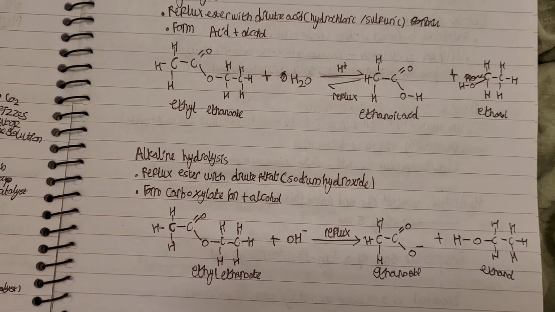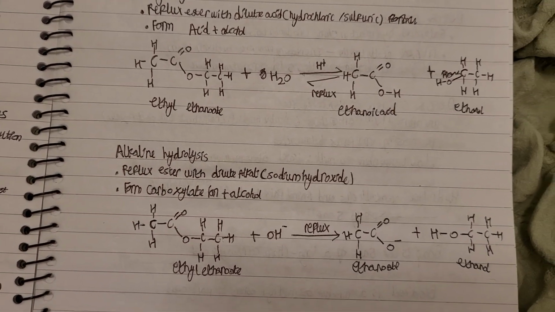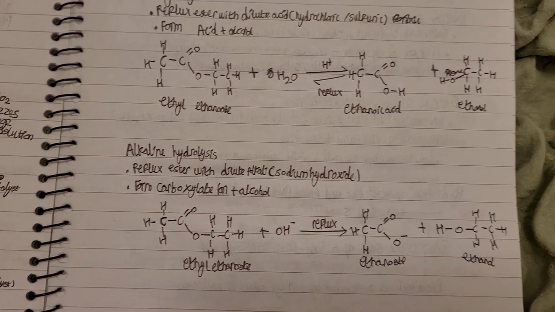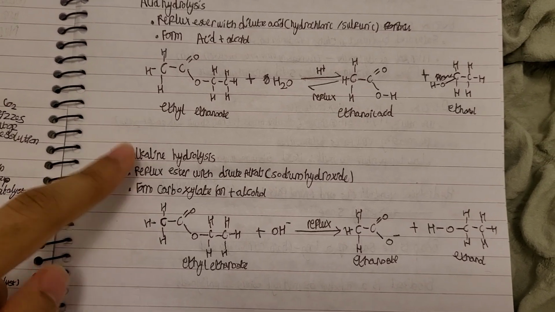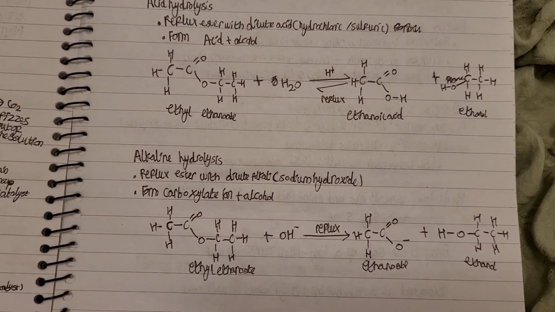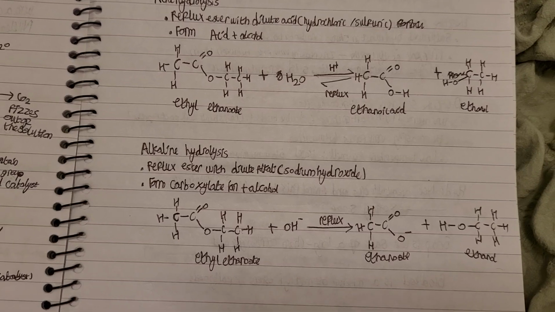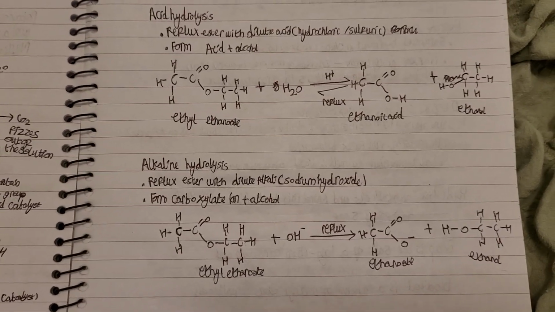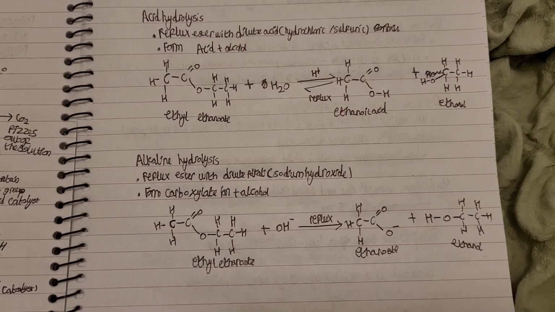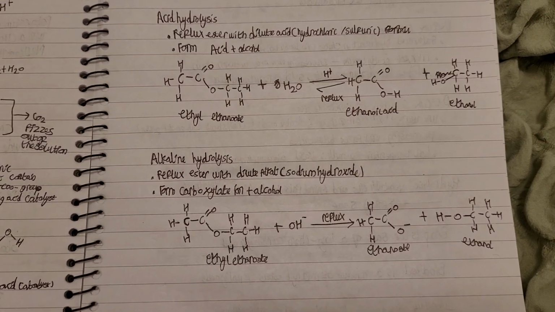Alkaline hydrolysis: reflux an ester with a dilute alkali, sodium hydroxide, NaOH. Sometimes in the textbook it's called base hydrolysis, the CGP one. But yes, base or alkaline hydrolysis: reflux an ester with a dilute alkali, sodium hydroxide, NaOH. We form a carboxylate ion and an alcohol.